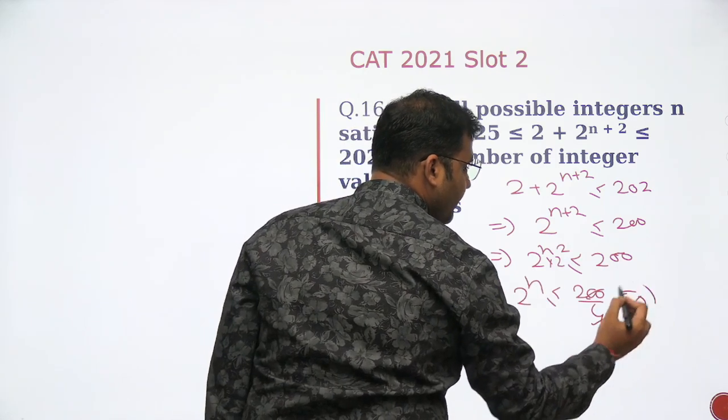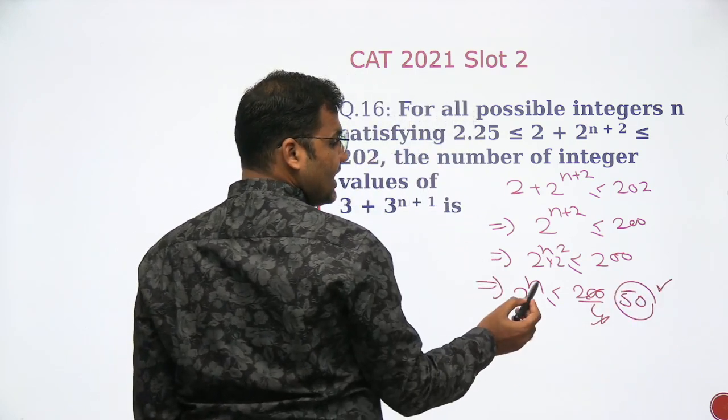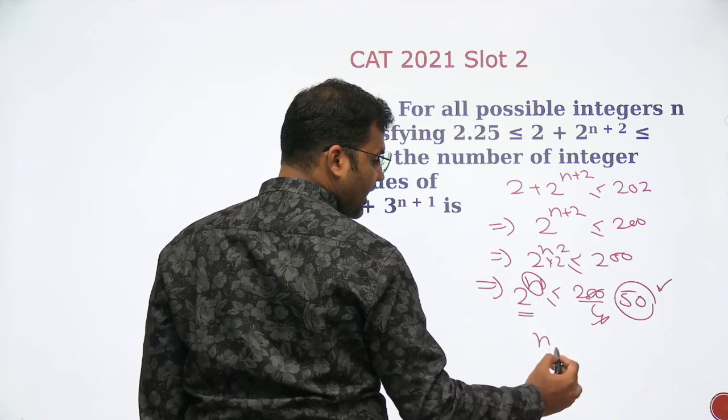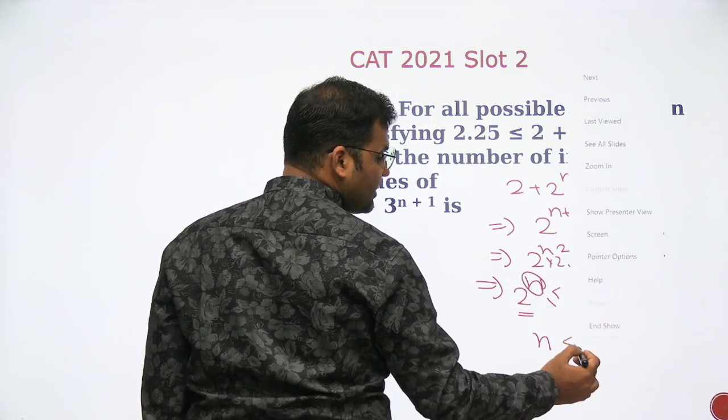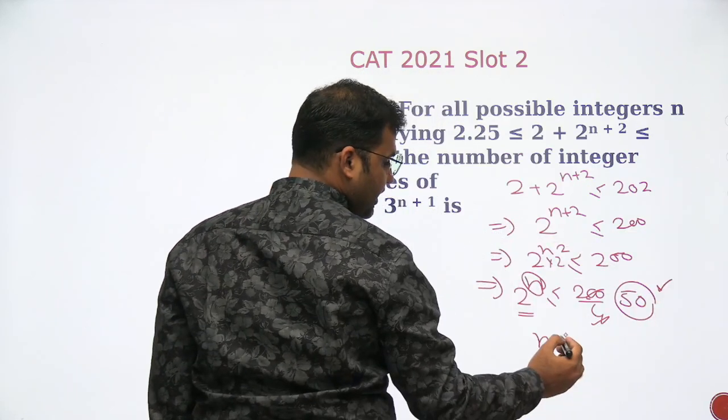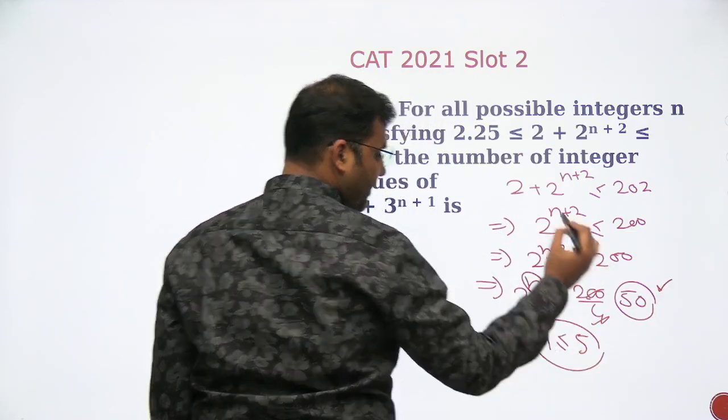2 power n ko 50 se kam rakhna hai. So n ka value 6 put karne pe 64 banta hai. So can I say 50 se kam rakhne ke liye n has to be less than equal to 5. If n is an integer, n has to be less than equal to 5.